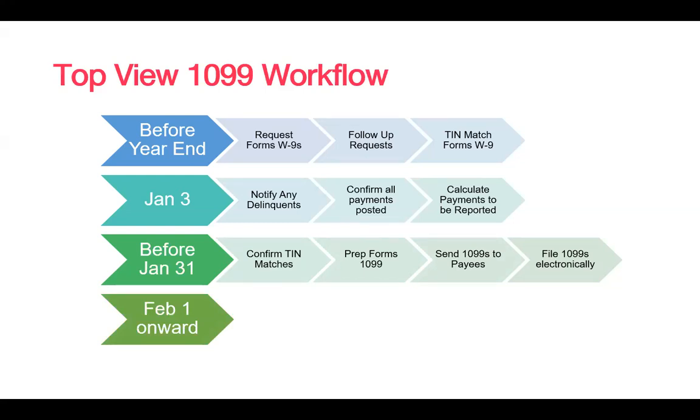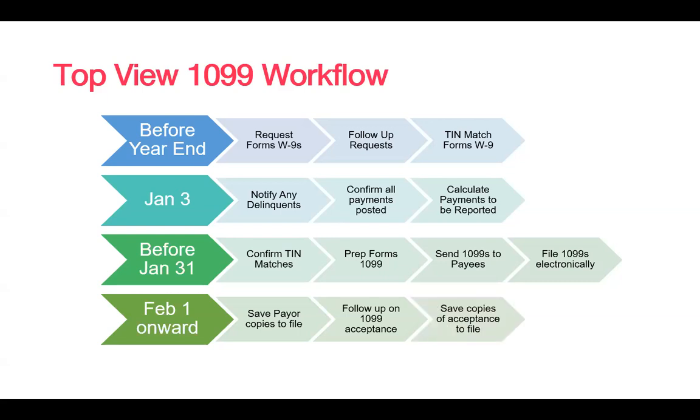And then after we pass the 31st deadline, all you have to do is save the payer's copy, or the copy that your client has to keep on file, and make sure that it's filed properly within whatever your document management is. Then follow up on your electronic filing to make sure everything got accepted, because if anything does get rejected, you need to correct that and maybe issue a corrected 1099. And then save your copies of the acceptances from the IRS. Those usually come through pretty quick, by the way.